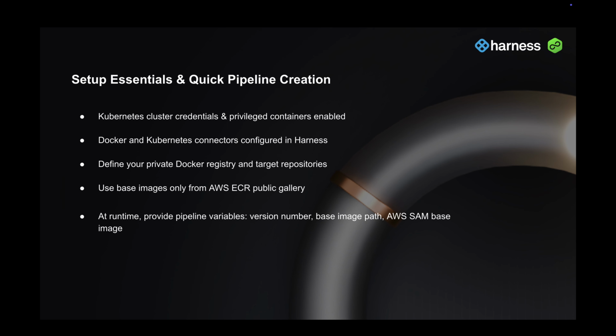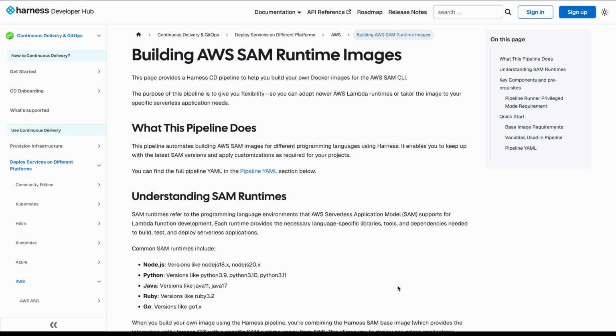Importantly, Harness currently supports base images only from the AWS ECR public gallery, so reference these images for your AWS SAM and serverless builds. During pipeline execution, specify essential runtime variables like the version number, the base path image, and the AWS SAM image URI from the ECR gallery.